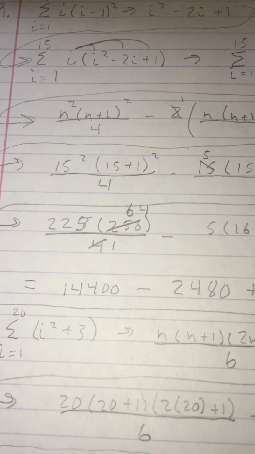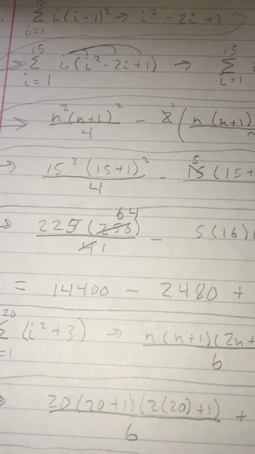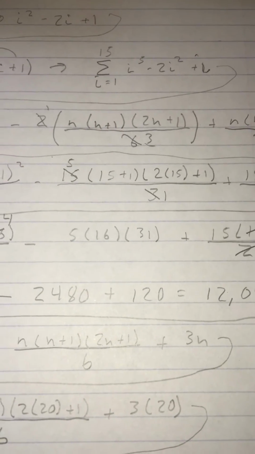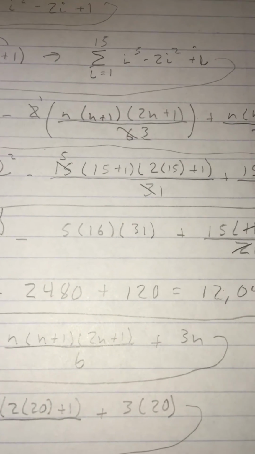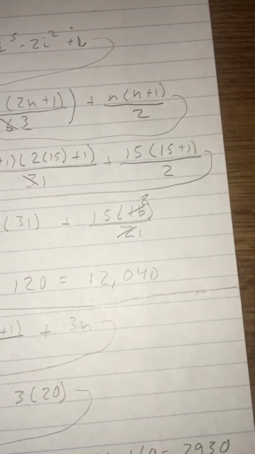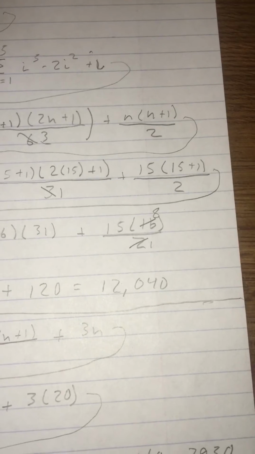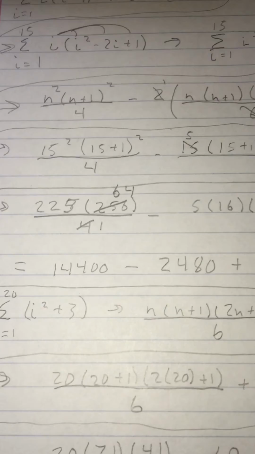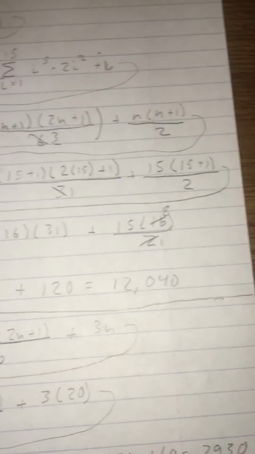So 15 squared is 225, 15 plus 1 is 16, and when you square that, you get 256, which could be reduced with the 4 on the bottom to 64. The middle there, that 15 and the 3 reduce again to be a 5, and so you'd have 5 times 16 times 31. And the last part there, you're going to have 5 times 16, which that 16 can reduce with the 2 on the bottom to an 8. So you get 14,400 minus your 2,480 plus your 120 leaves you with your 12,040.